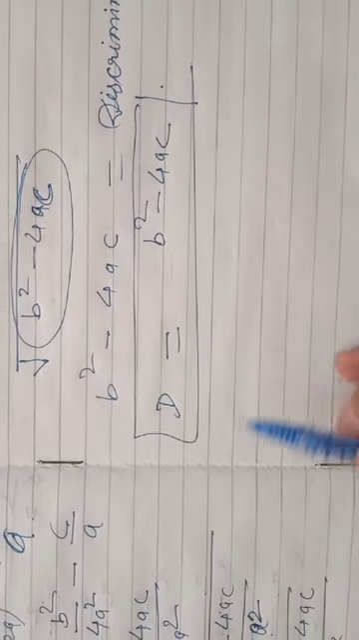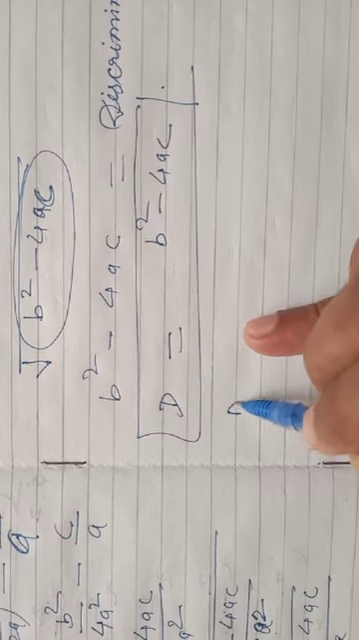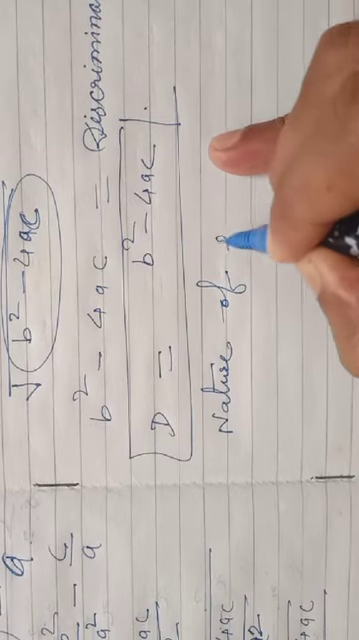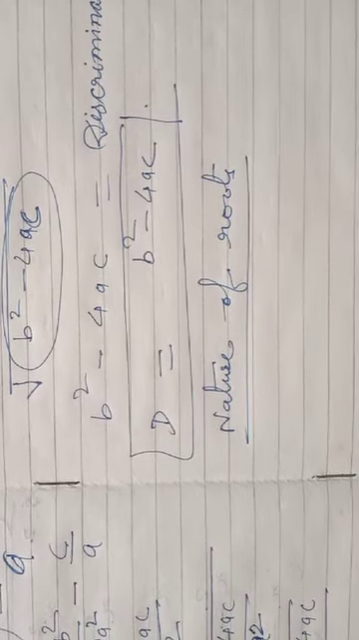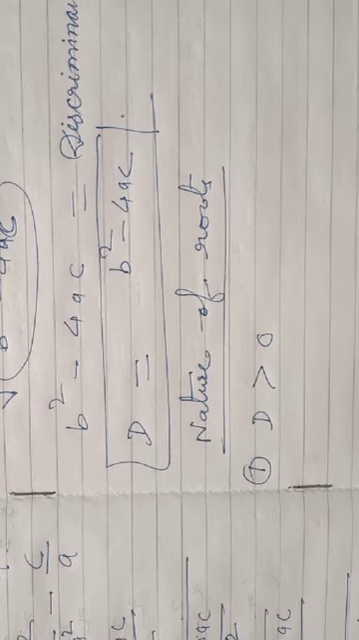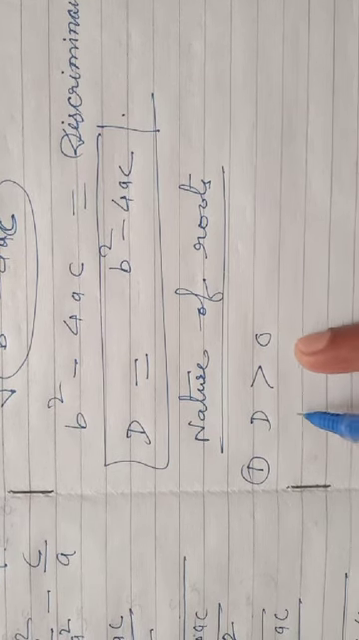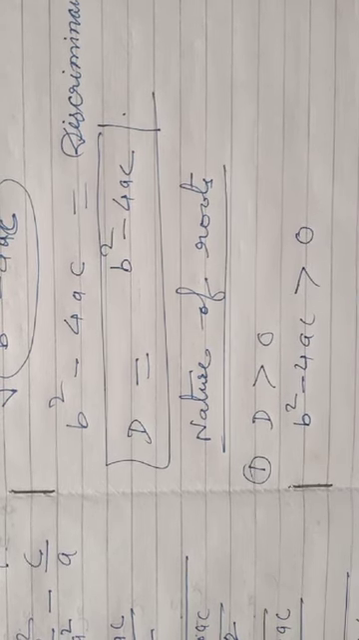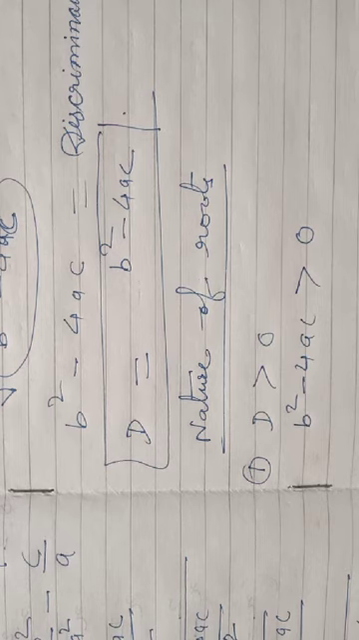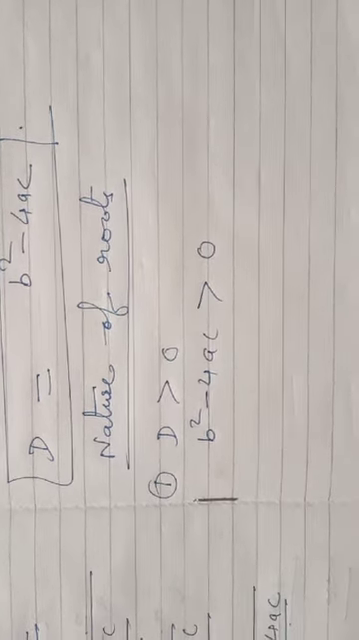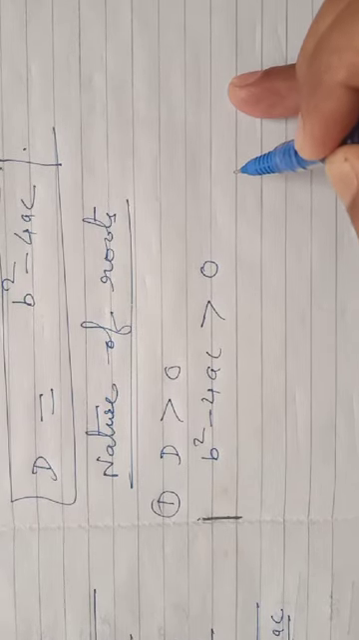Let us come on. First you should write nature of roots. If d greater than 0, first condition, it means the value of d, b square minus 4ac, is greater than 0. Then you can say the quadratic equation has two distinct real roots.